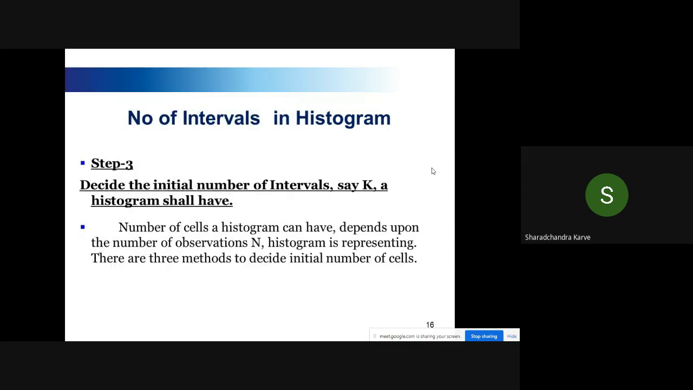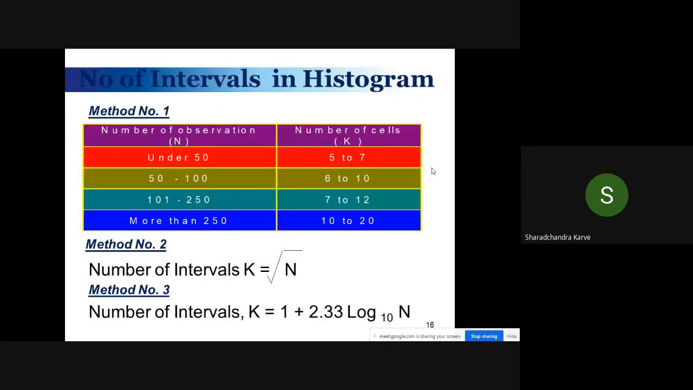So based on that 67, I can have a number of intervals. Next slide. There are formulas also to calculate the number of intervals. There is also a general guideline: if you have a number of observations under 50, you can have 5 to 7 intervals, 6 to 10 intervals like this, or you can use this formula for calculating the intervals also, which is method 2 and method 3.